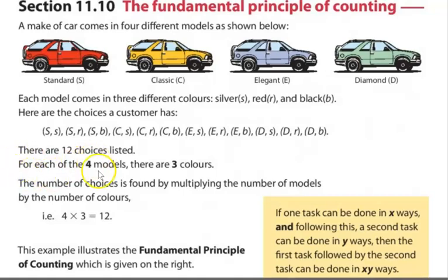So for each of the 4 models, there are 3 colors. The number of choices is found by multiplying the number of models by the number of colors, that is 4 times 3 is 12. So this example illustrates the fundamental principle of counting, which is given on the right. If one task can be done in X ways and following this a second task can be done in Y ways, then the first task followed by the second task can be done in X multiplied by Y ways.